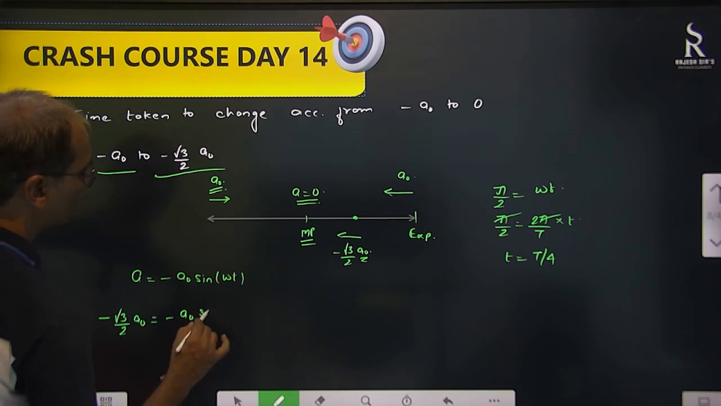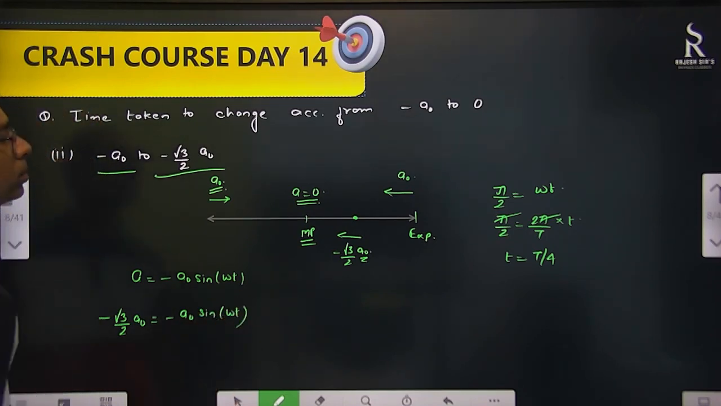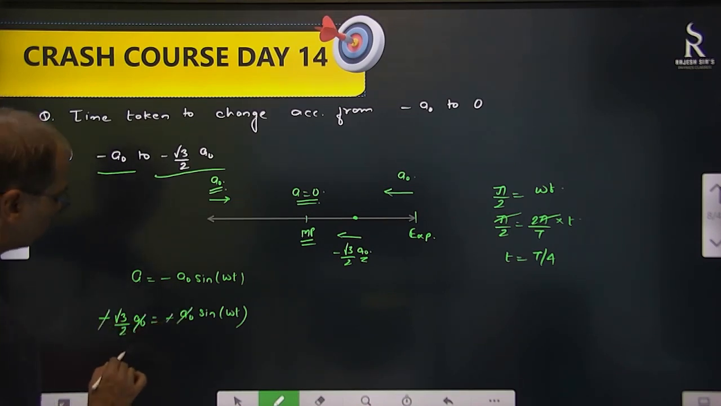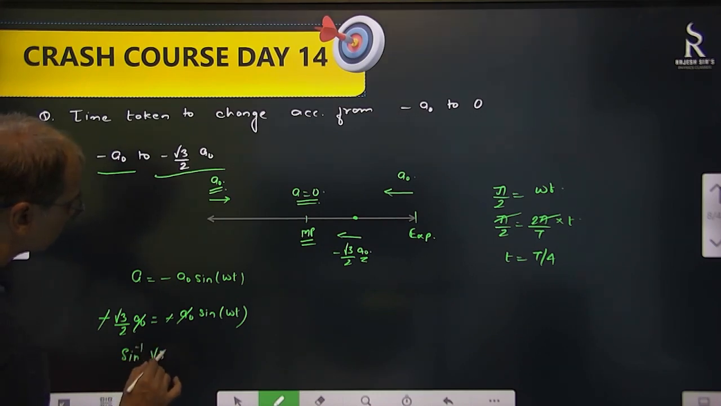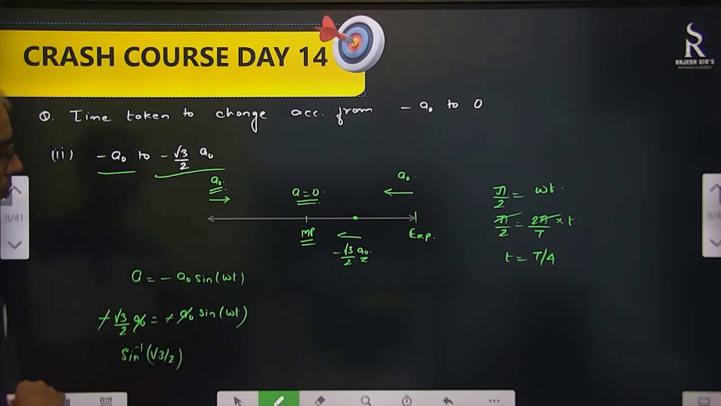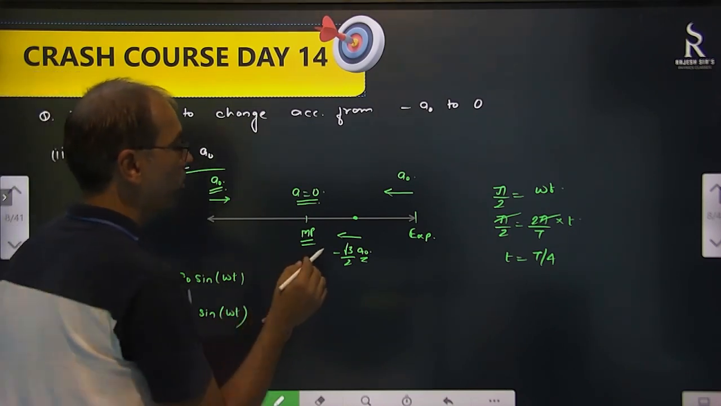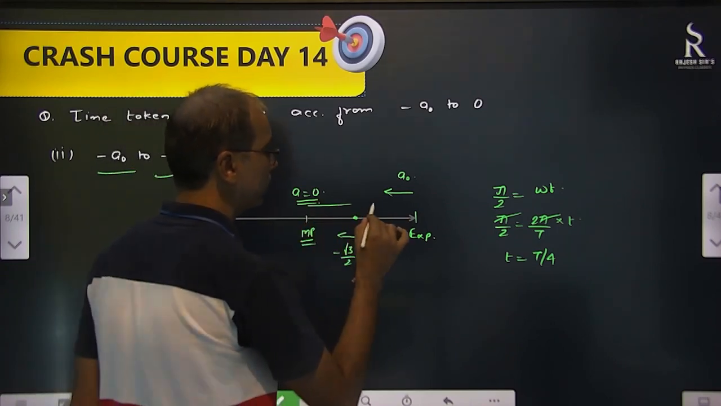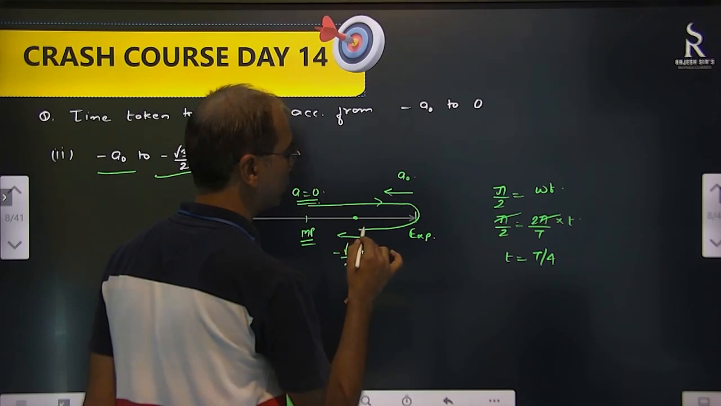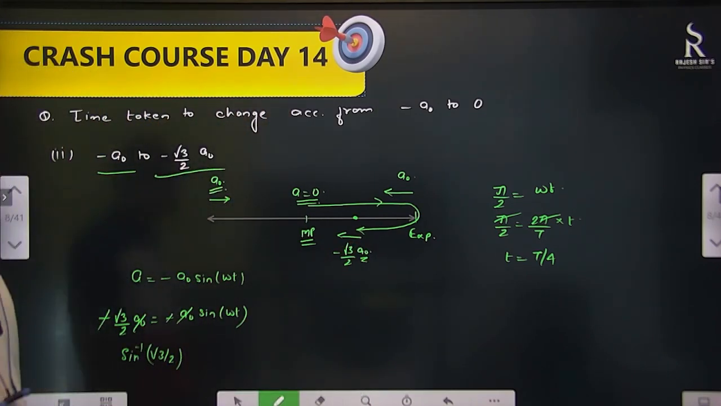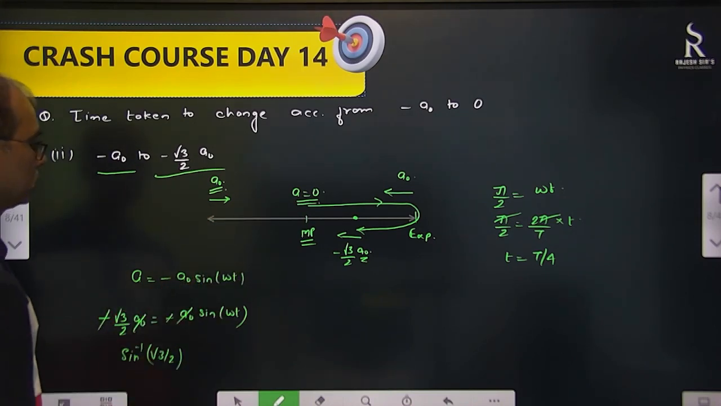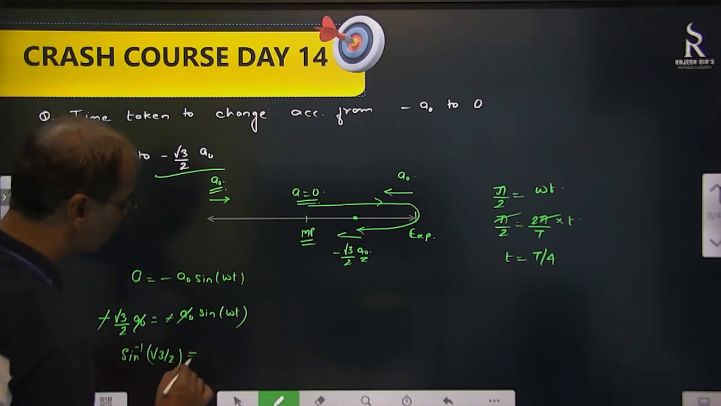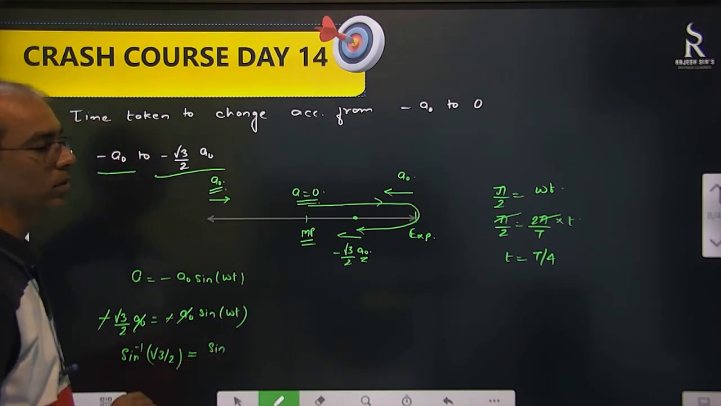Minus A naught sine omega t. Okay, fine, A naught cancelled, minus cancelled. Now sine inverse root 3 by 2. But in this one there is one problem. What problem is there? Now minus root 3 by 2 A naught, it is saying from this position, so it has already travelled 90. Now this is 90 plus something. Understood that? So should we write sine omega t, or sine of 90 plus omega t? That is only we have to see.